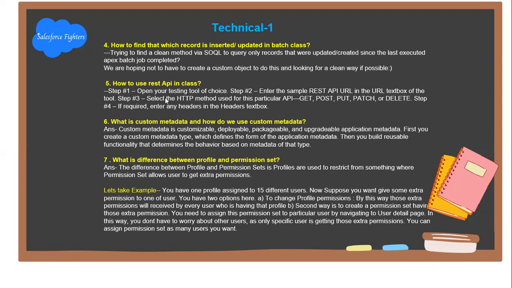Next question: what is custom metadata and how do we use it? Custom metadata is customizable, deployable, packageable, and upgradable application metadata. First, you create a custom metadata type, which defines the form of the application metadata. Then you build reusable functionality and determine the behavior based on the metadata of that type.